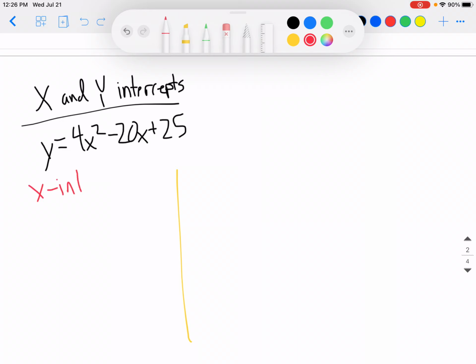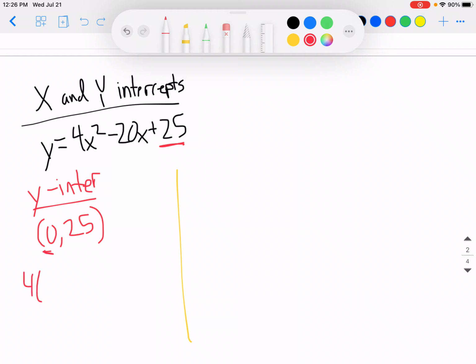Now the x-intercepts, I don't want to start off with the x, I want to start off with y. The y-intercept is the easier of the two intercepts to find. What it boils down to is we just look at the last number right there, and that's it. So we have (0, 25). That's the y-intercept. And the reason why that's the case is we're putting 0 in for x.